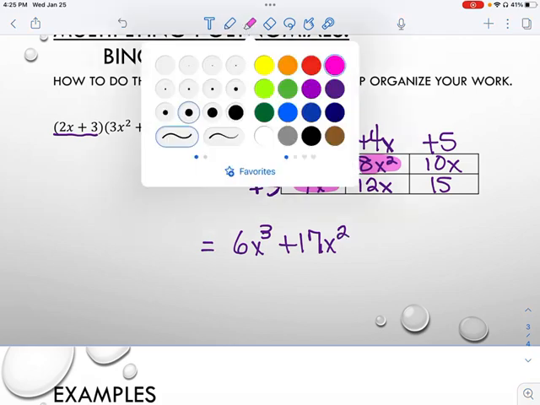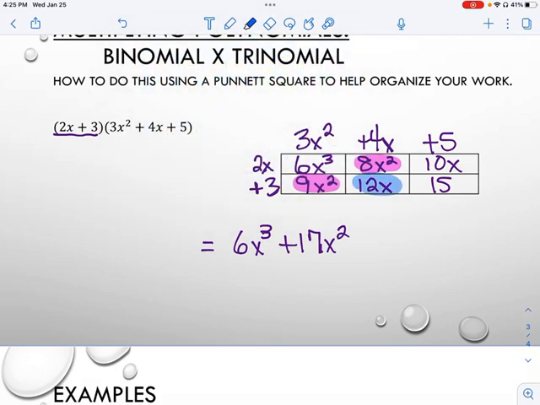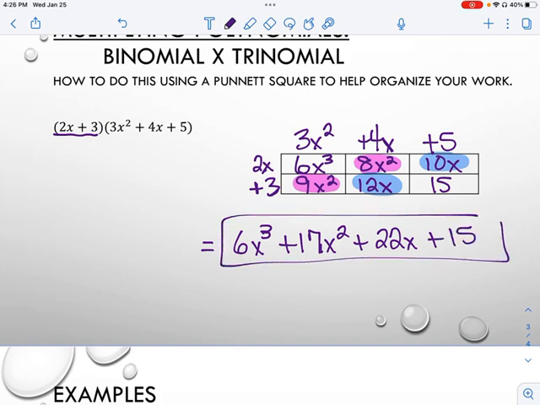Then I look, do I have any other like terms? And I do. I have 12x and 10x. So I would simply add those together, and that gives me 22x. And then the last one, I have 15, and nothing is alike to the 15. So I just bring that down as plus 15. And if you notice, I'm written in standard form. I've combined all my like terms, and there it is.